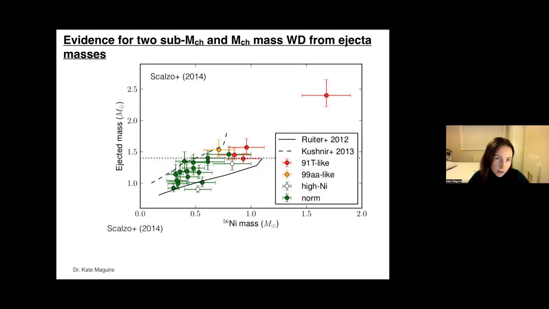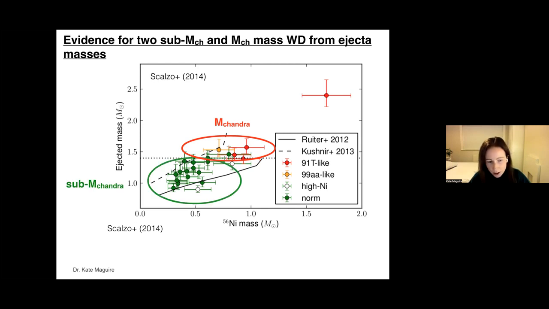One nice piece of evidence for a likely contribution from both a sub-Chandrasekhar and a Chandrasekhar mass channel to normal type Ia supernovae is the ejecta masses. This is from Richard Scalzo's work in 2014. This is the ejecta mass versus the nickel mass. The ejecta mass is calculated from the bolometric light curves. So it's not a very large sample, but when you calculate the ejecta mass, there are clearly some objects that sit above the Chandrasekhar mass, or well, they're consistent with the Chandrasekhar mass of 1.4. And then there's some that are sub-Chandra. So the error bars are quite large.